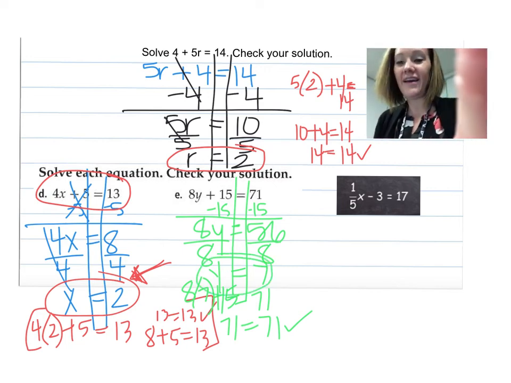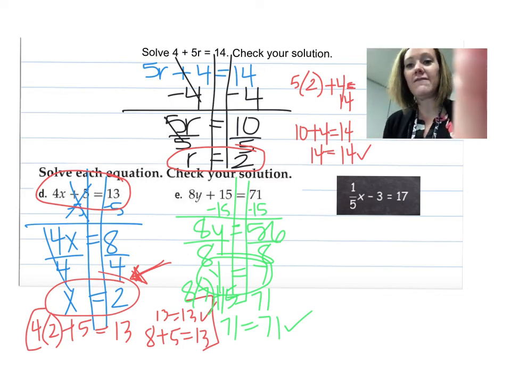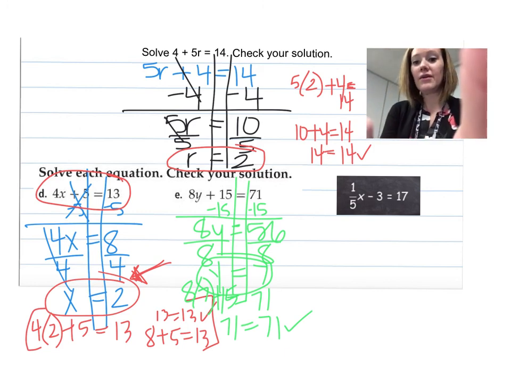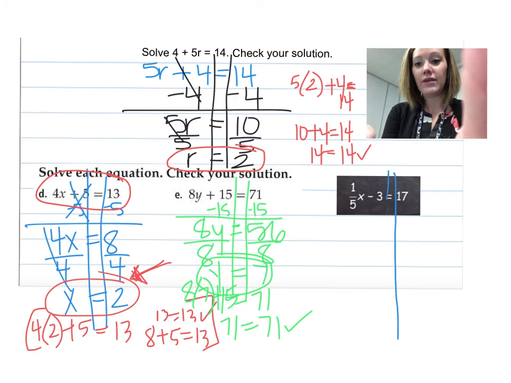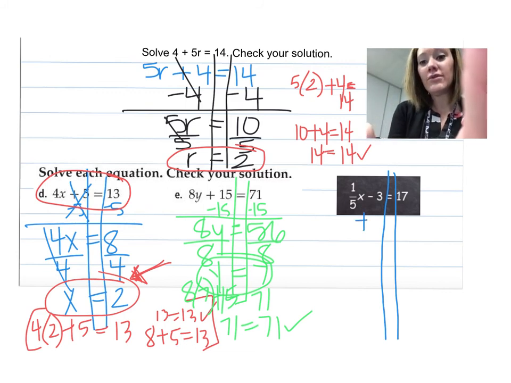And then lastly, we have a fun one with fractions. So let's remind ourselves how to solve an equation with fractions. We have 1/5 x minus 3 equals 17. So there's a value being multiplied by 1/5, then subtracting 3, then we're getting 17. So here's my train tracks. 3 is being subtracted from 1/5 x. So we do the opposite and we add 3. So I'm left with 1/5 x equals 20.